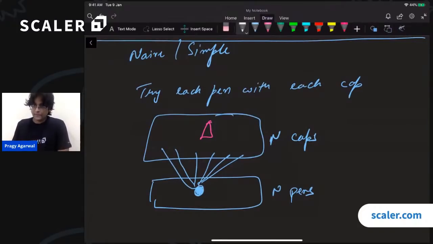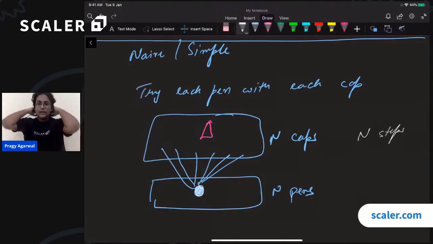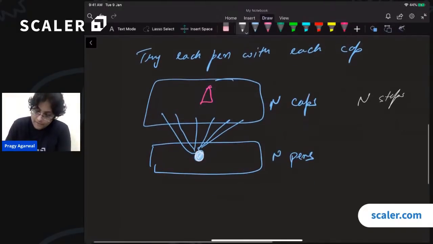Is that correct? So in how many steps did we find the correct cap for this particular pen? There were n caps and there were n pens. It took us n steps. Why? Because we were comparing with each of the caps, and there are n caps. Okay, so the first pen and the first cap are sorted. This pen and this cap are sorted.